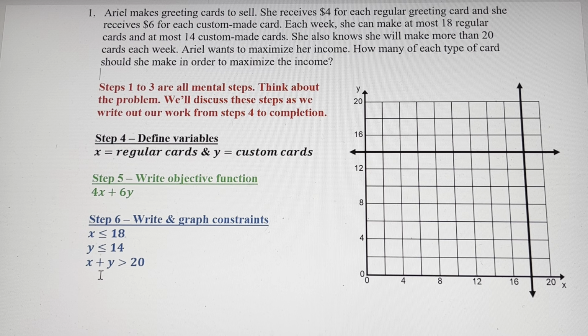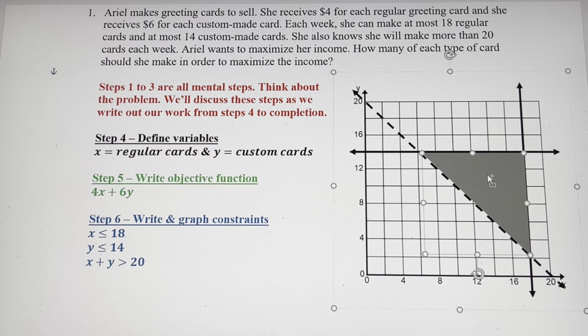We can graph that using intercepts. The X-intercept and the Y-intercept would both be 20. But I'm going to shade above that line. So this is the triangular region that would be my feasible region. I'm going to shade that in. That's the area I want to look at.